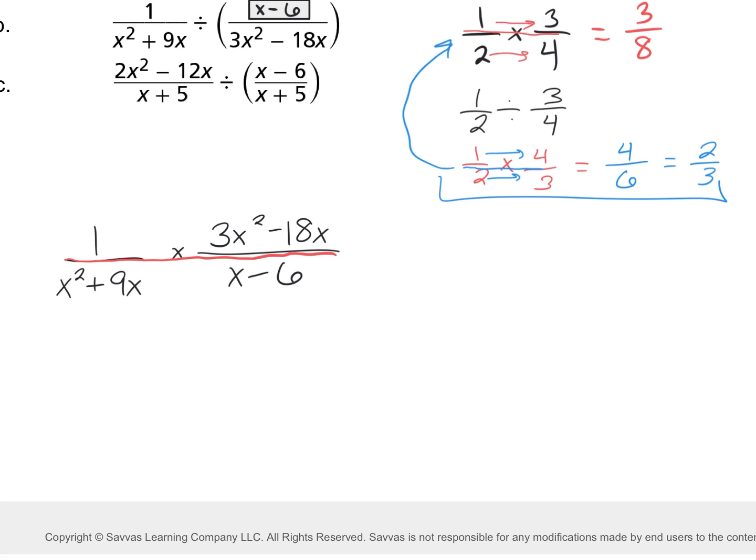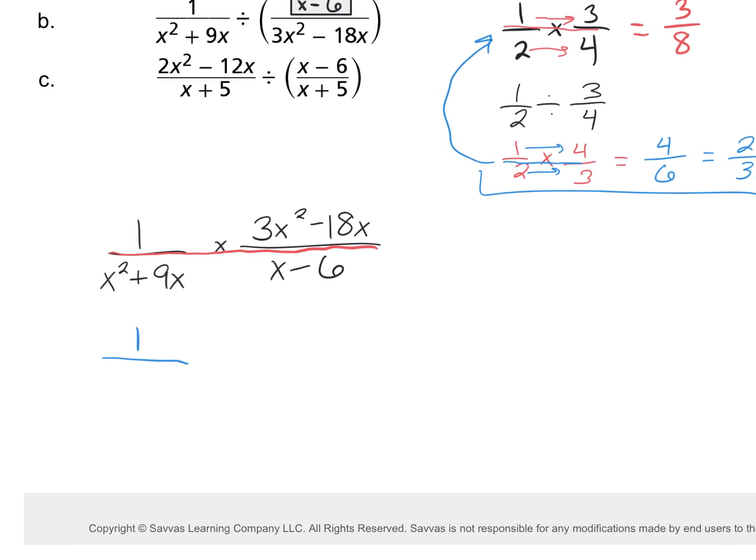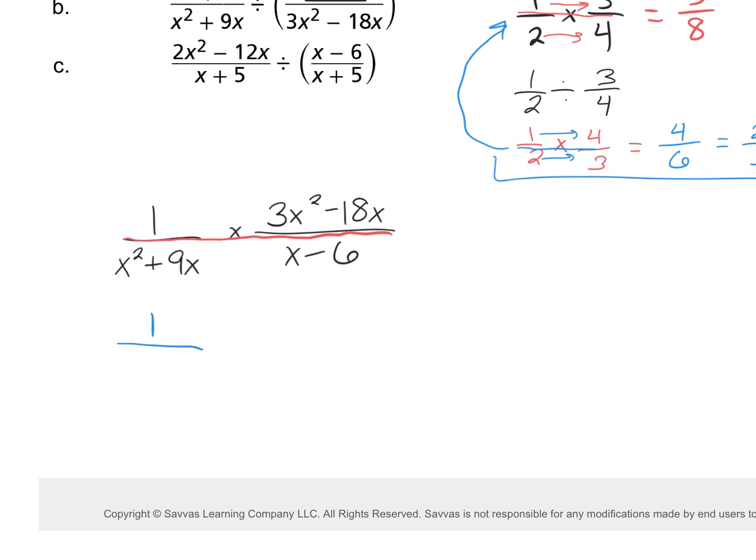Can I simplify the numerator? Nope, so I'm going to keep it as 1. Can I simplify the bottom? Yeah. How? We only have 2 terms. Take out x. Take out what they have in common. If we have 2 terms, we just want to see what they have in common. So do you agree they have an x in common? Okay, if I take an x out, what's left? x plus 9. Good. Am I done with the first fraction? Yes, the first fraction, I'm done.